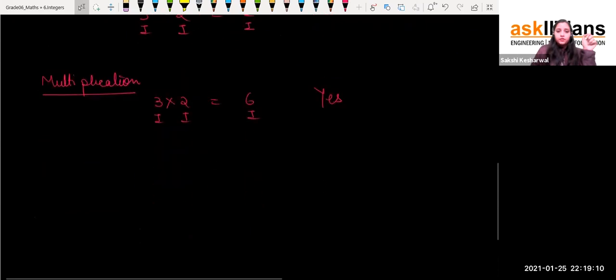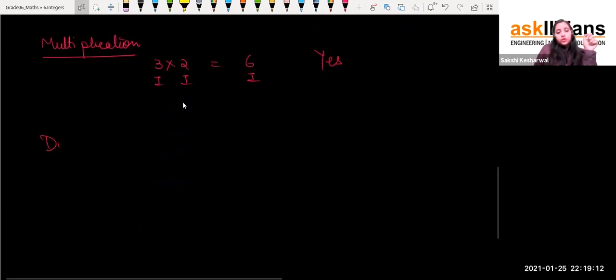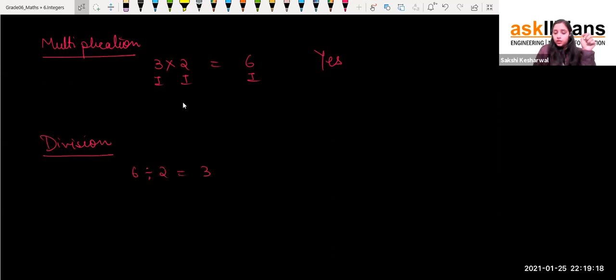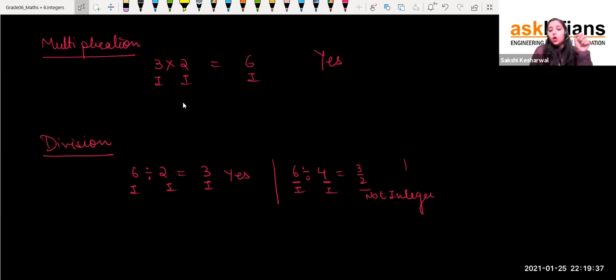Now, if I talk about division, if I give you an example, 6 divided by 2, the answer is 3, right? But if I say 6 divided by 4, the answer is 3 by 2, right or not? So here it's yes, this is an integer, this is an integer, this is an integer, but this is not an integer. So it should be followed all the time.